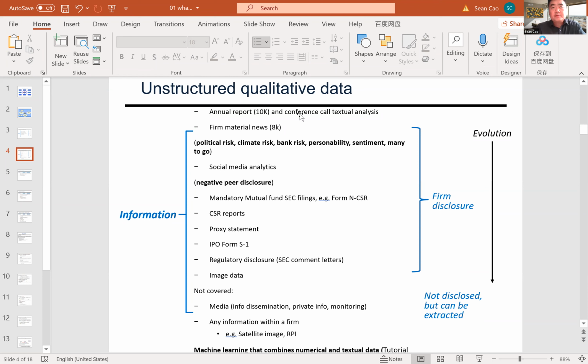Okay, this is the annual report, the conference call, and we have the form materials, the social media data, and we will also briefly cover in the semester the mutual fund filing. So what's mutual fund filing? Mutual funds also file stuff. What do they file? Mutual funds will tell investors about their future investment plan, their future strategy, and also their holdings. These are also textual data.